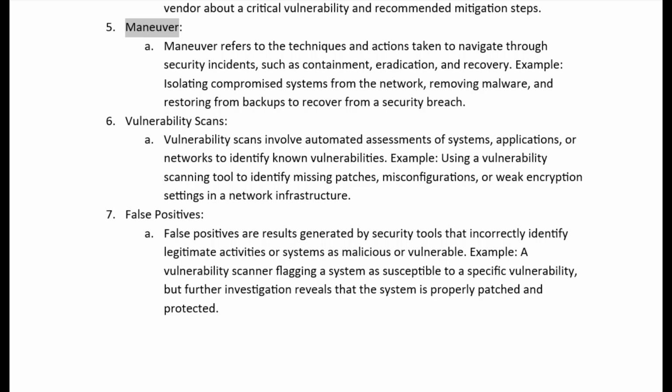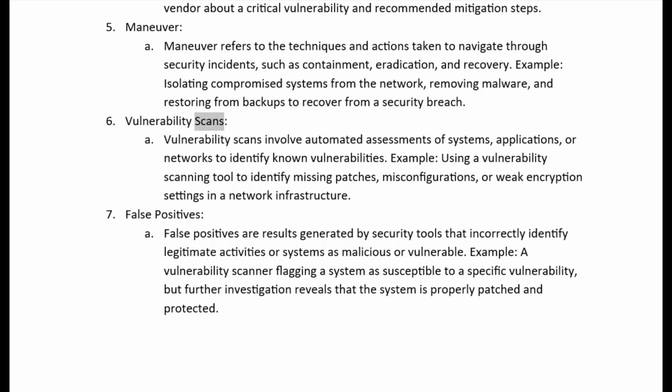Maneuver. Maneuver refers to the techniques and actions taken to navigate through security incidents, such as containment, eradication, and recovery. Example: isolating compromised systems from the network, removing malware, and restoring from backups to recover from a security breach.